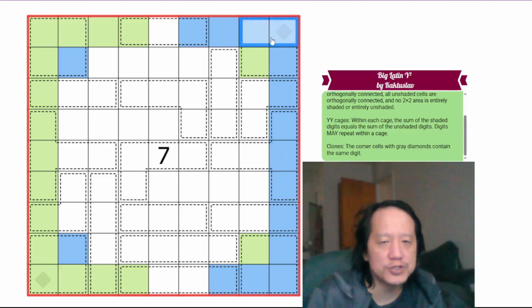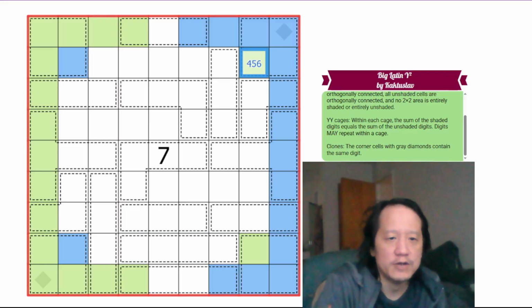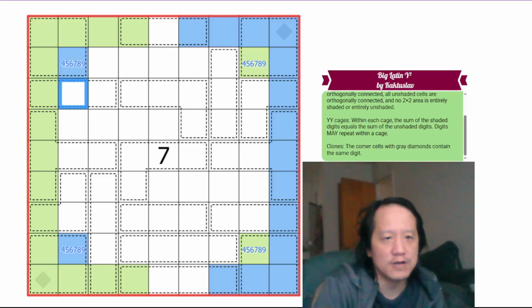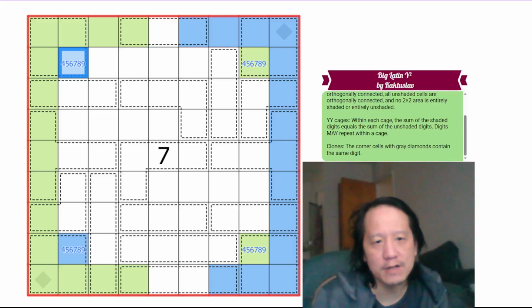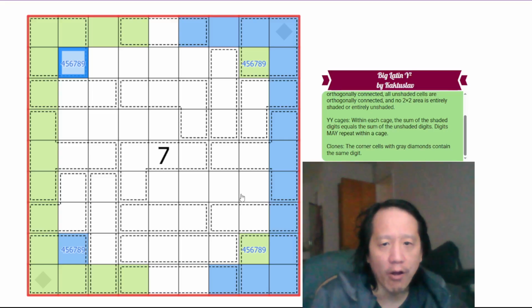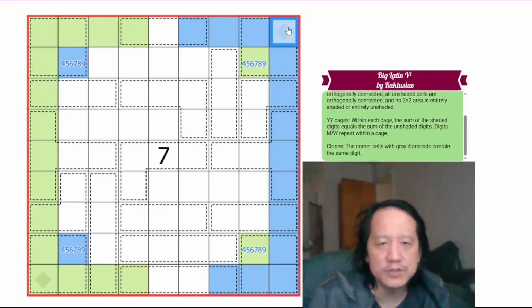Okay, so these 3 digits must sum up to what this digit is. It could be 1, 1, 1 at minimum, so this is at least 4. It's the same for every 2x2 box that has 3 of one shade, one color, and 1 of another. Okay. These are the same digit.